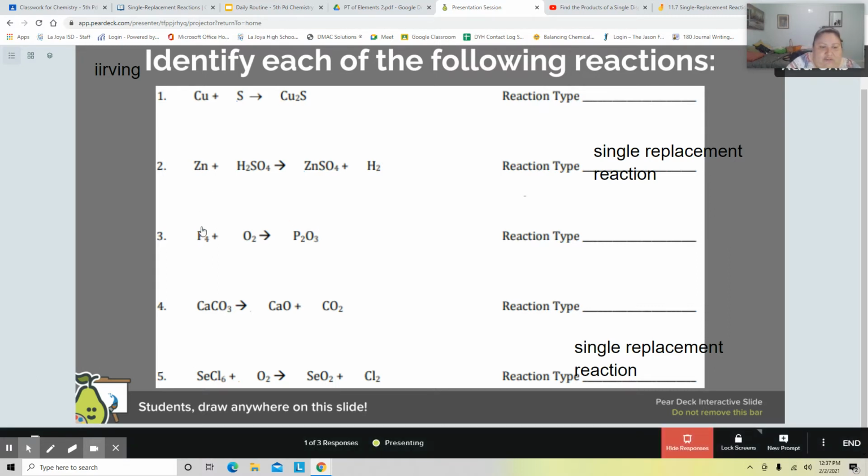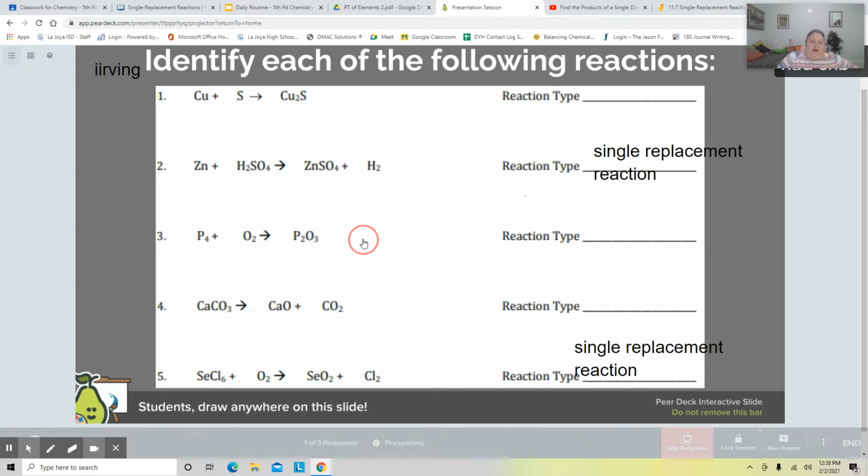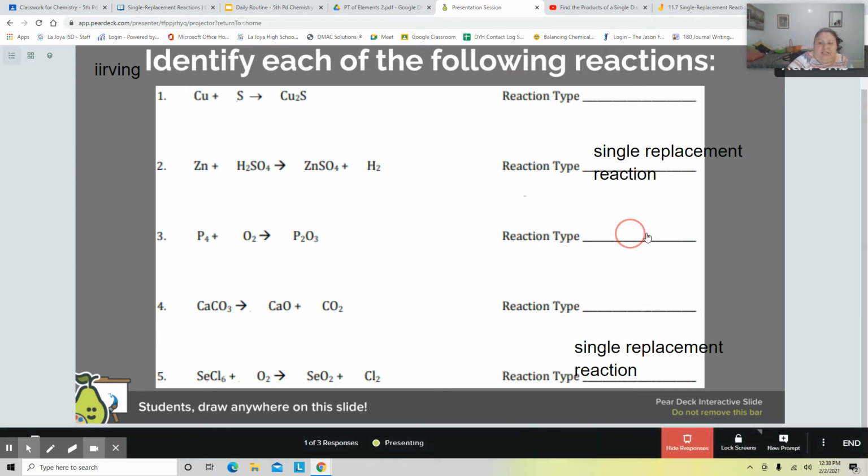You can see here phosphorus. Phosphorus was alone. Oxygen was alone. They combine to form diphosphorus trioxide. Very, very good. Yes, this is definitely a combination reaction. Which one else is a combination reaction? We have number 1 and number 4 left. Number 3, combination reaction, Irvin.